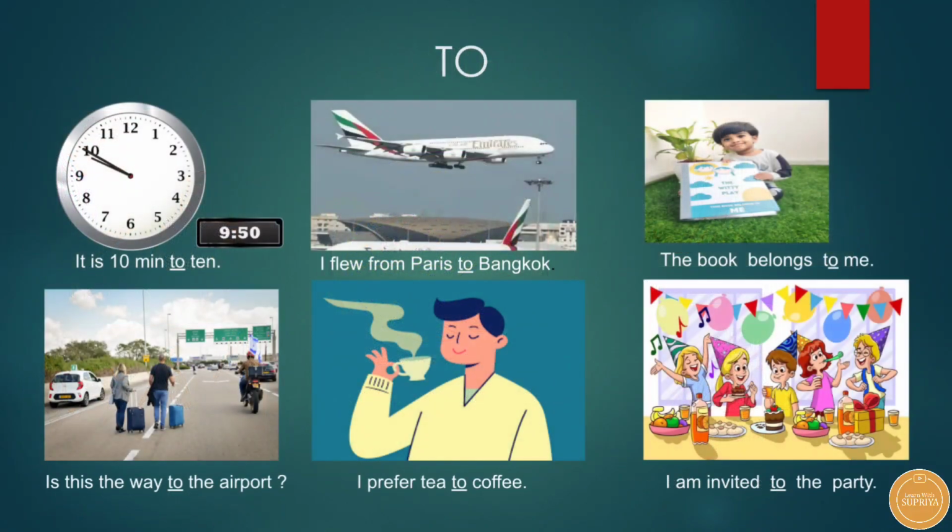Our next preposition is to. To has various uses and functions in English. The preposition to indicates time, direction, manner, intention and more. Look at these sentences. It is 10 minutes to 10. Is this the way to the airport? I flew from Paris to Bangkok. I prefer tea to coffee. The books belong to me. I am invited to the party.